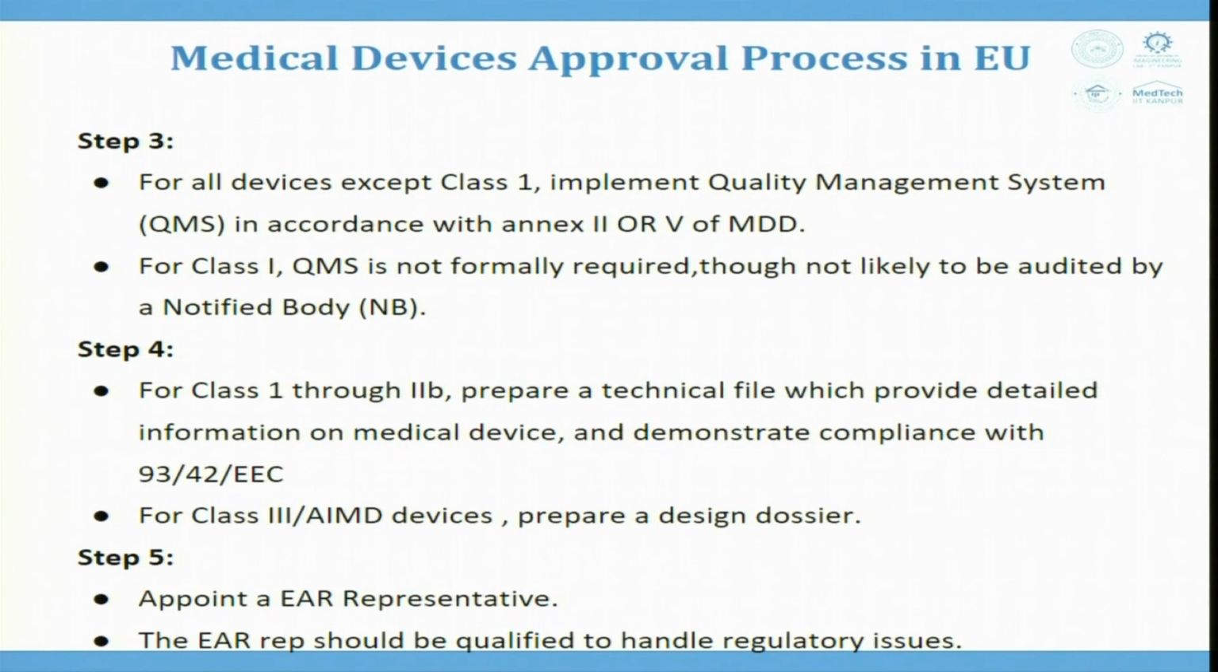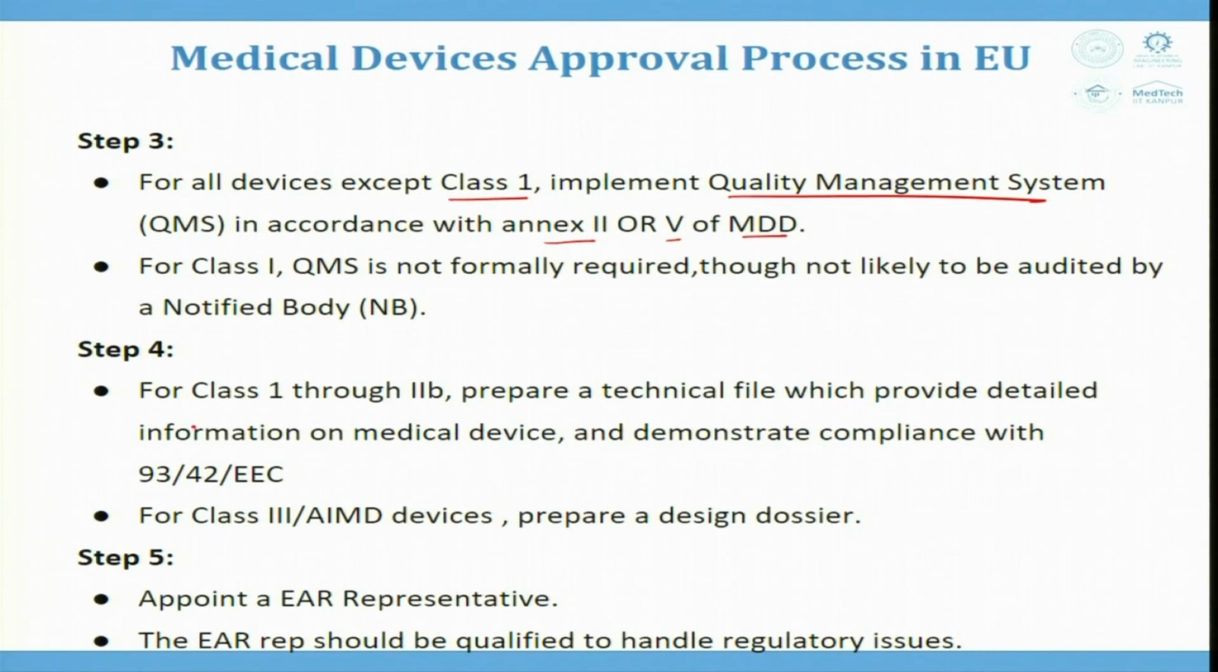Step 3 is for all devices except class 1, implement QMS in accordance with annexure 2 or 5 of MDD. For class 1, since QMS is not formally required, though not likely to be audited by the notified body, it can go directly without even going through the QMS requirements.